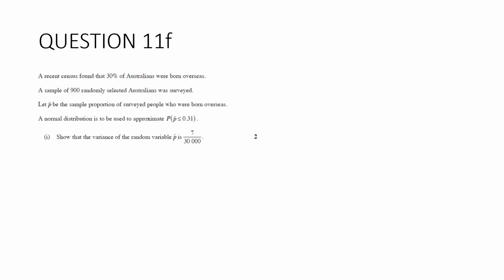11f. A recent census found that 30% of Australians were born overseas. A sample of 900 randomly selected Australians was surveyed. Let p hat be the sample proportion of the surveyed people who were born overseas. A normal distribution is used to approximate the probability that the sample proportion is less than or equal to 0.31. Part 1, show that the variance of the random variable p hat is 7 over 30,000.